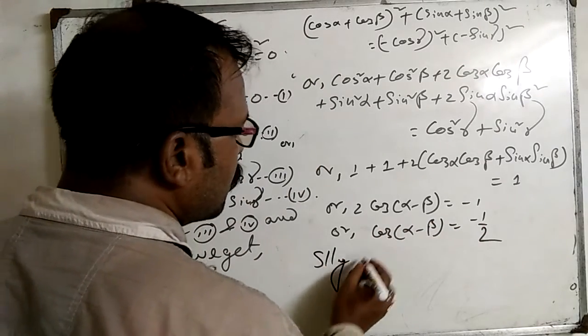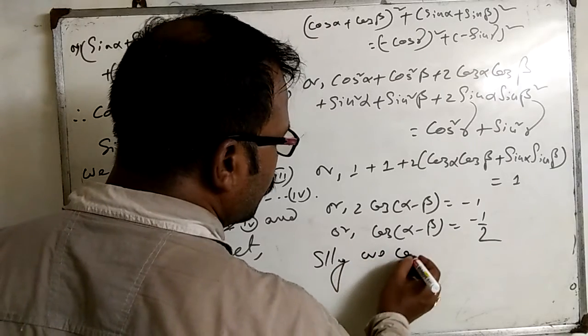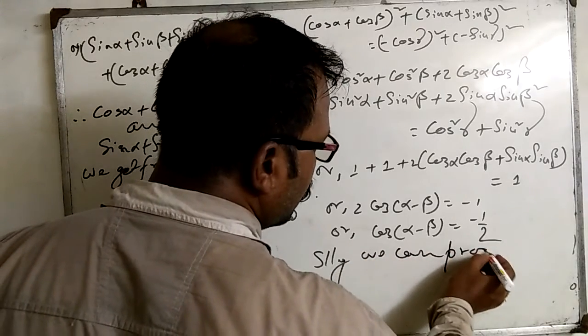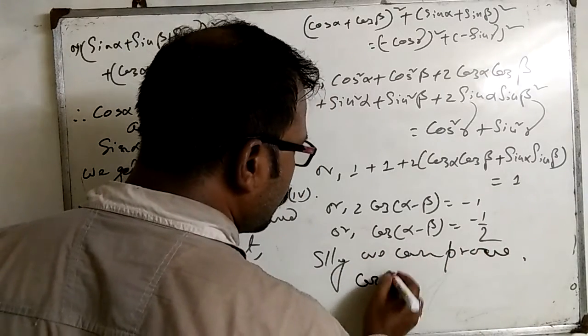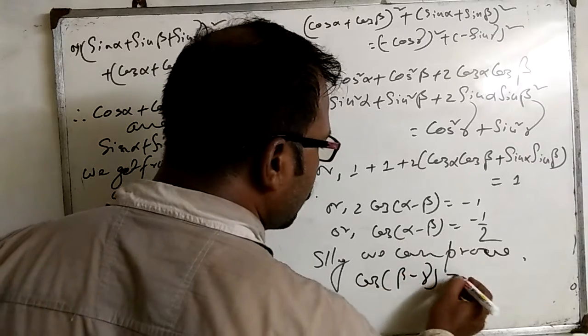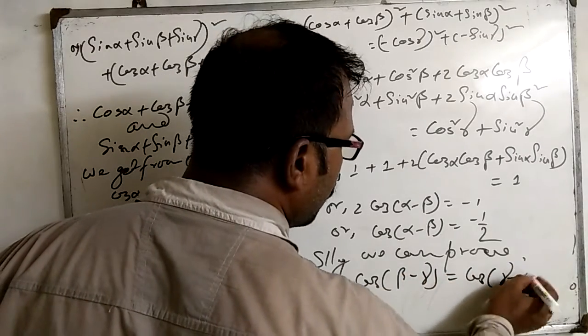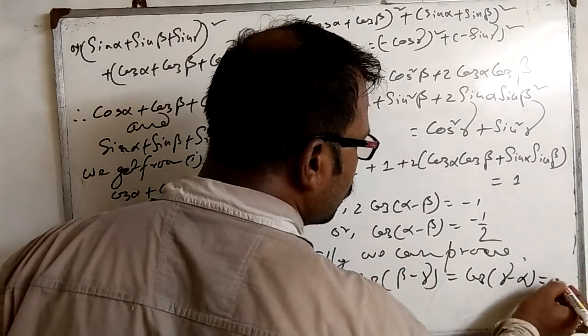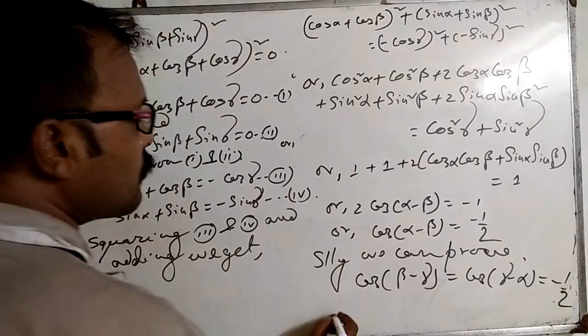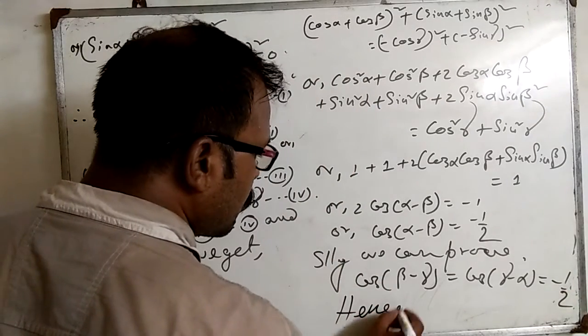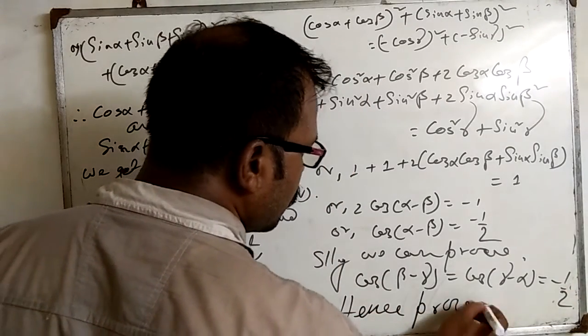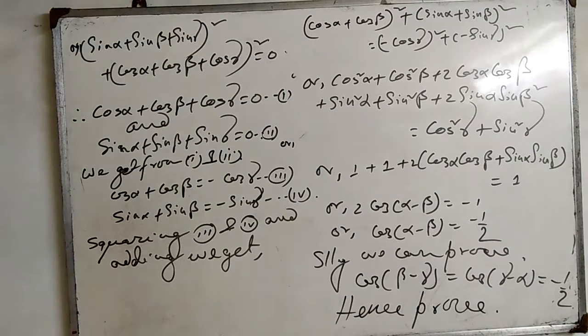Similarly, we can prove cos of beta minus gamma equals to cos of gamma minus alpha equals to also minus half. Hence proved. We go to the next problem now.